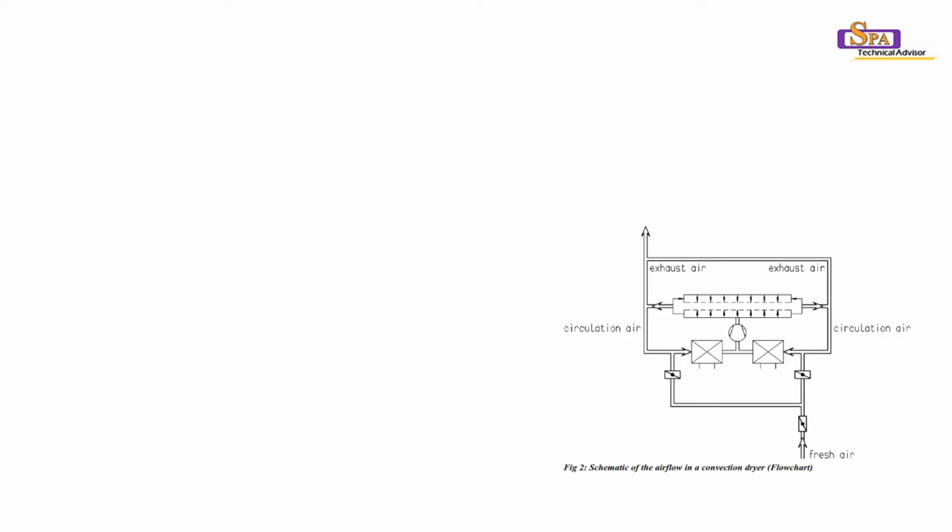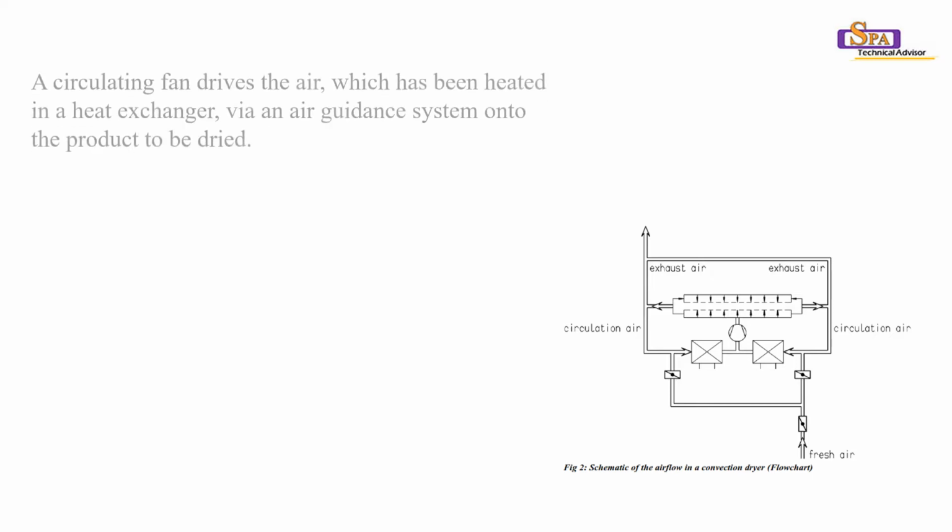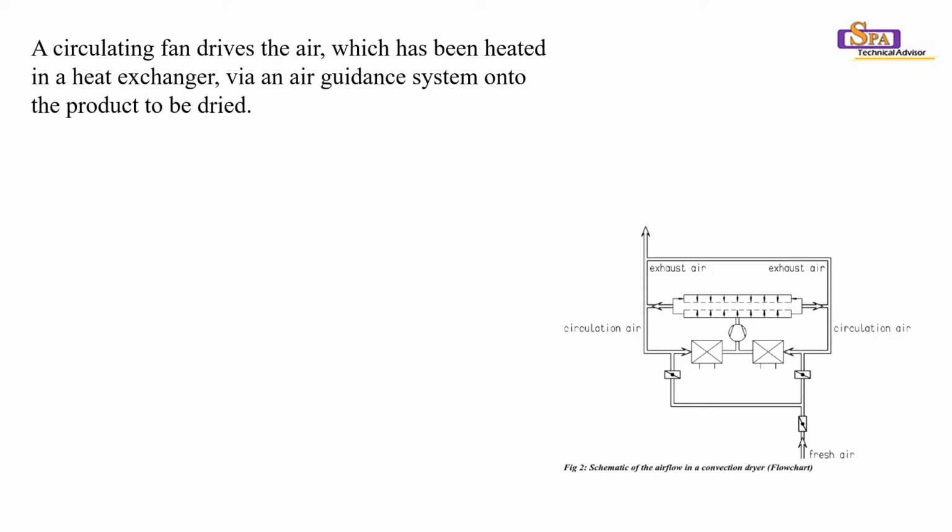Now here is a diagram which will explain how the hot air is circulated. A circulating fan drives the air which has been heated in a heat exchanger via an air guidance system into the product to be dried.